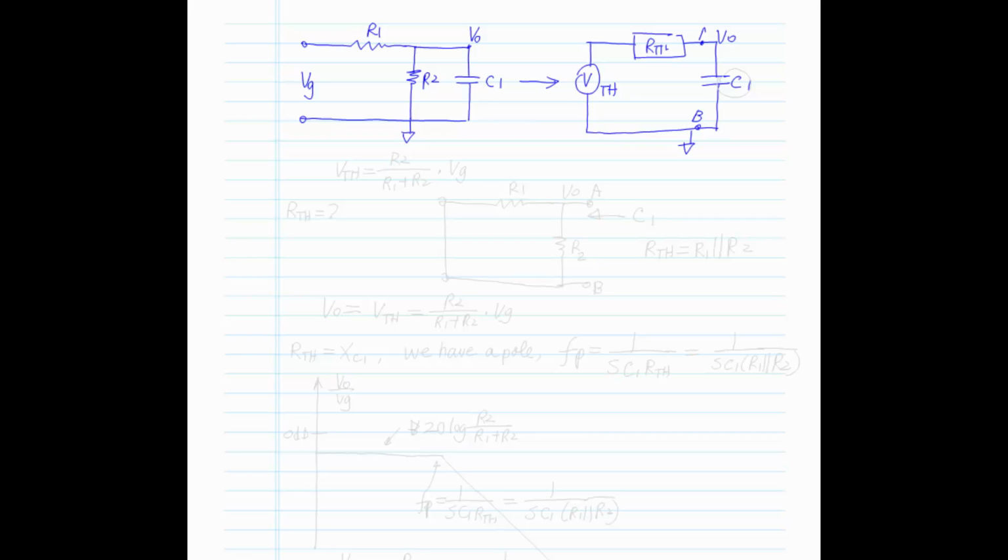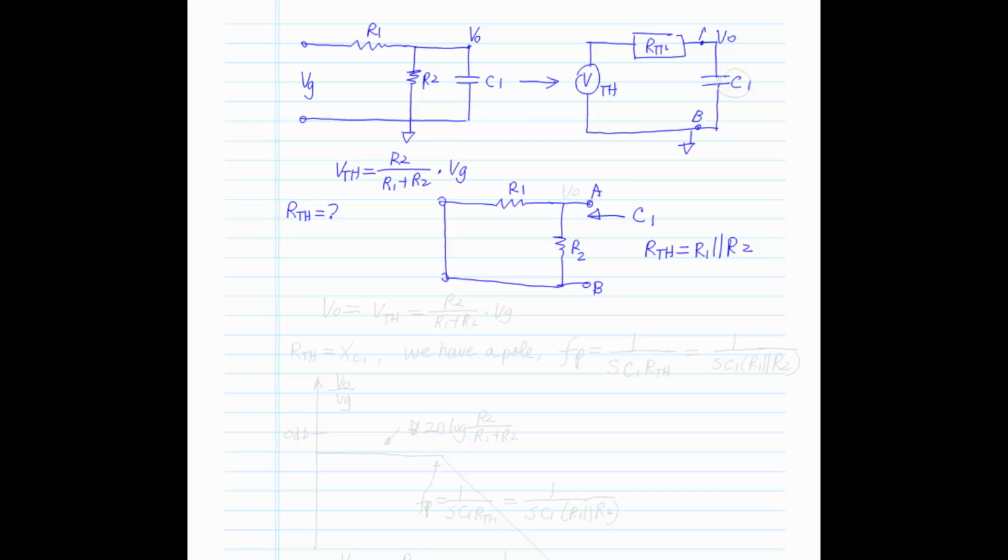Where the V Thevenin is equal to the voltage divider, R2 over R1 plus R2 times VG. Now what is the R Thevenin resistance? The R Thevenin resistance is determined by R1, R2 with input voltage shorted. When looking back, the C1 looking back at the terminal A and B, what we see is R Thevenin is R1 in parallel with R2.